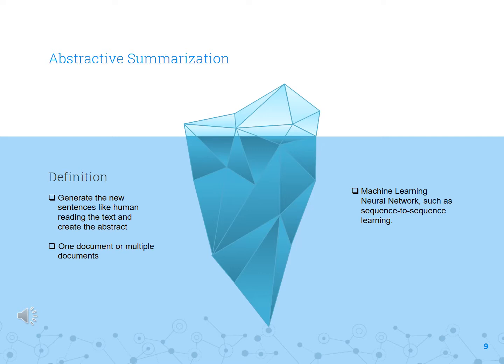Abstractive summarization. The method will generate new sentences like a human reading the text and creating the abstract. It could be used on one document or multiple documents. In recent years, machine learning is widely used for abstractive summarization, especially neural networks such as sequence-to-sequence learning.